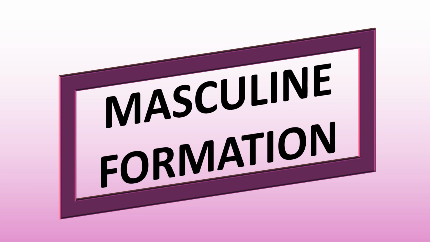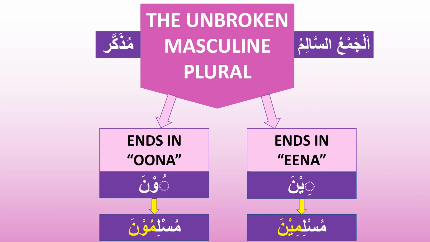So we're dealing now with the unbroken plural masculine. Let's observe the formation of the masculine unbroken plural. It's very simple. Unbroken masculine plurals will end in una, as you can see here, una or ina in Arabic. So it's mudhakkar, it's masculine, it's salim, it's unbroken, it's jam, plural. It's the unbroken masculine plural ending in una or ina, like we say muslimuna, you can get the una sound, and muslimina, the ina sound. So all words that take this ending, we can understand it to be plural in Arabic.